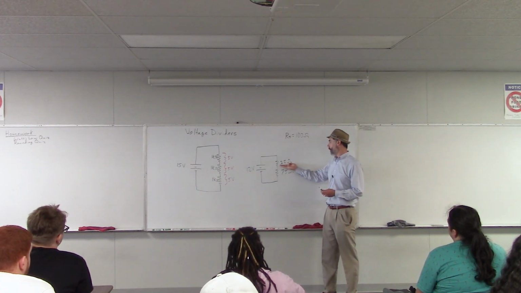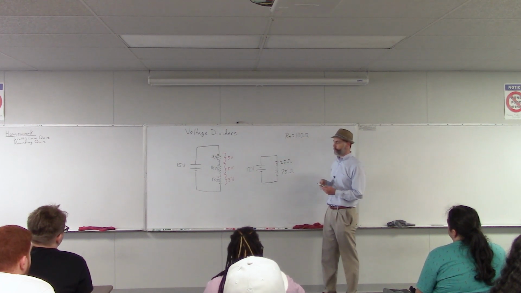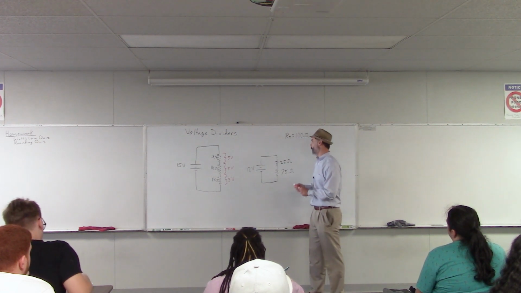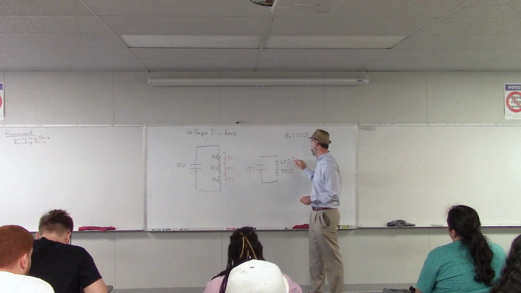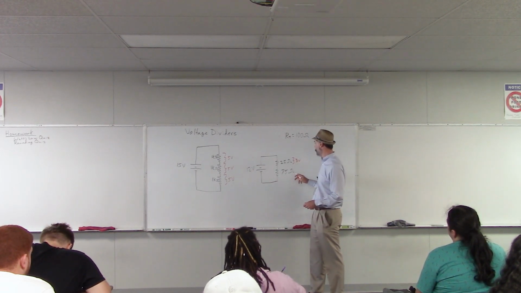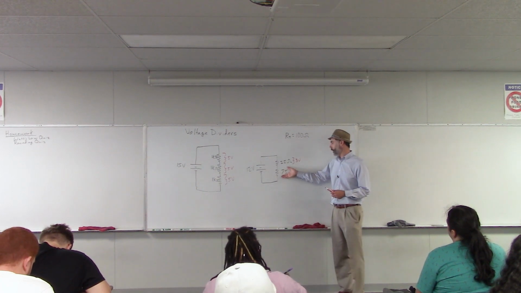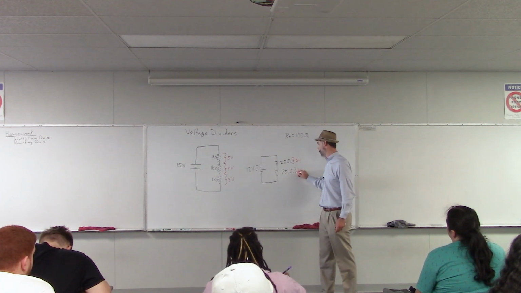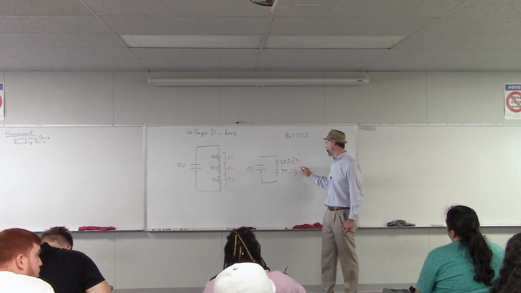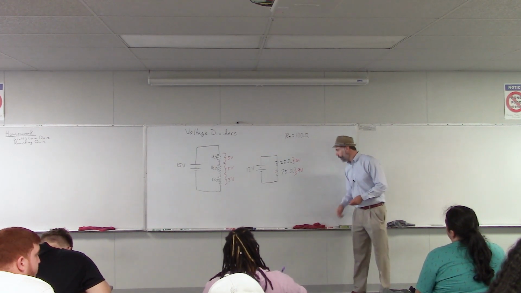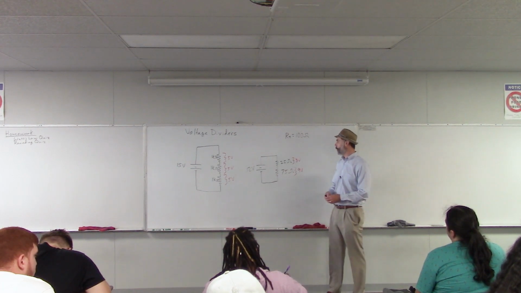So this top resistor would be 1/4 of the total, so it would get 1/4 of the total voltage. The total voltage is 12 volts, so what's 1/4 of 12? Right, that one would get 3 volts. Down here, this one is 3/4 of the total resistance, so it gets 3/4 of the total voltage. How much would that be? 9 volts. Perfect.